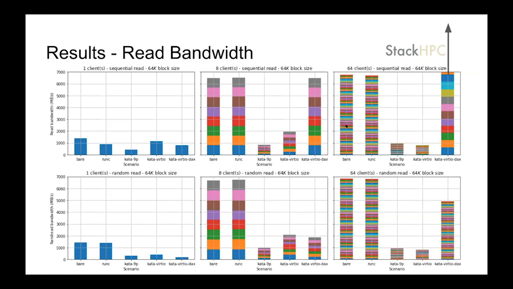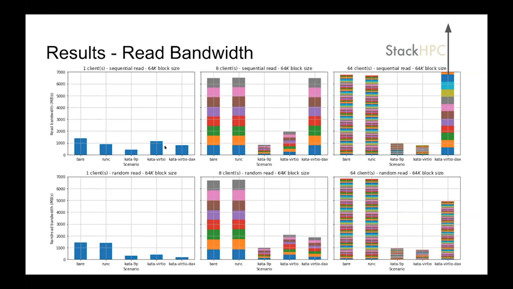And when we first looked at Kata, which was back in May 2019, this was the only scenario that we were able to examine, the Kata 9p. And it wasn't doing so well compared to runC and bare metal. So as you can see, with the increasing number of clients, it doesn't really scale all that well. And the 4th and the 5th blocks, those are the cases for virtio and virtio DAX.